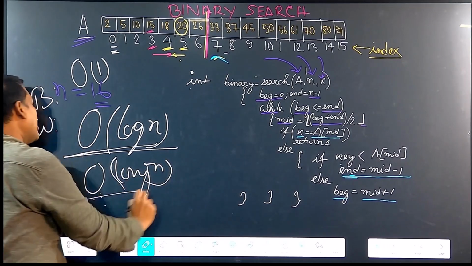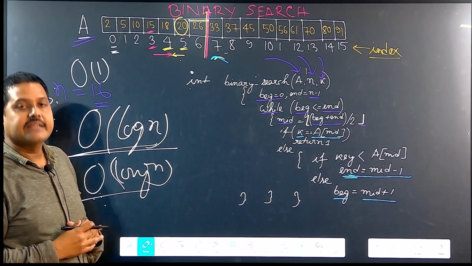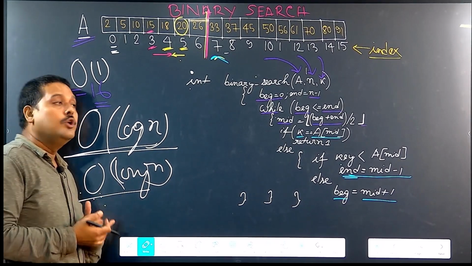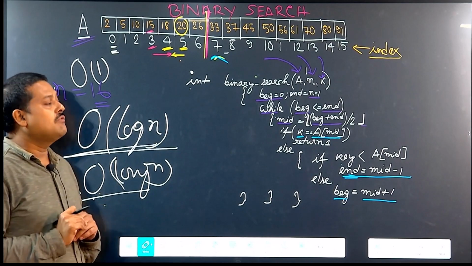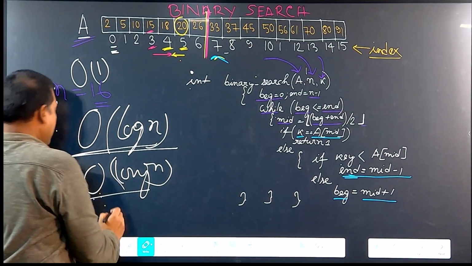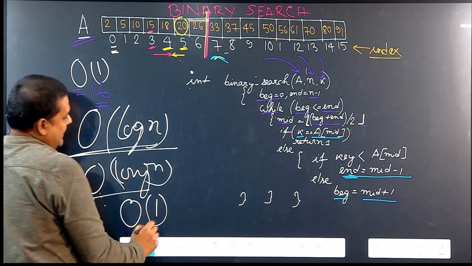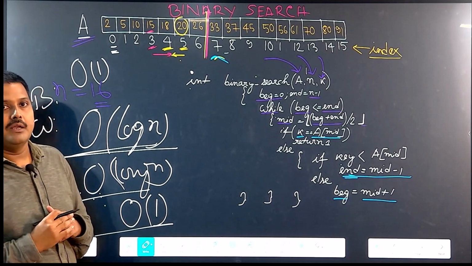And what is the auxiliary memory, or extra memory space, used? No memory space is required for this case, so the complexity is big O of 1 in case of auxiliary memory. Okay, thank you.